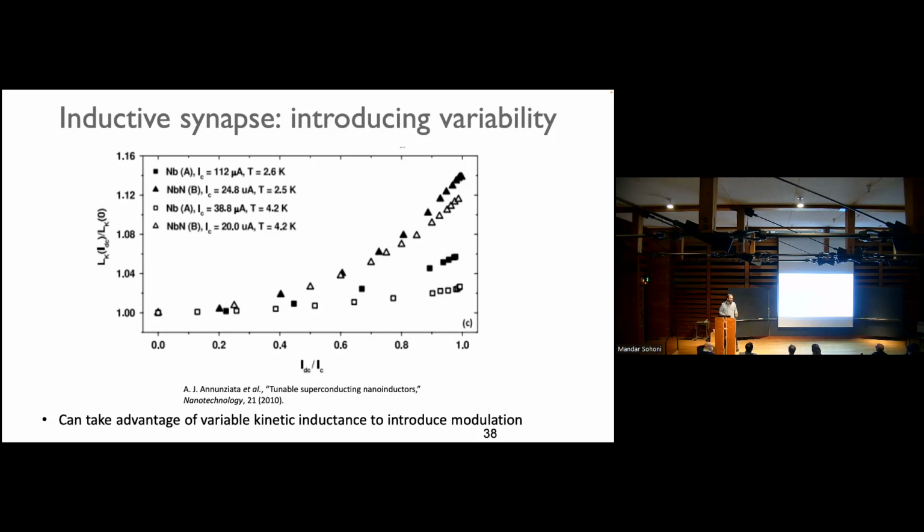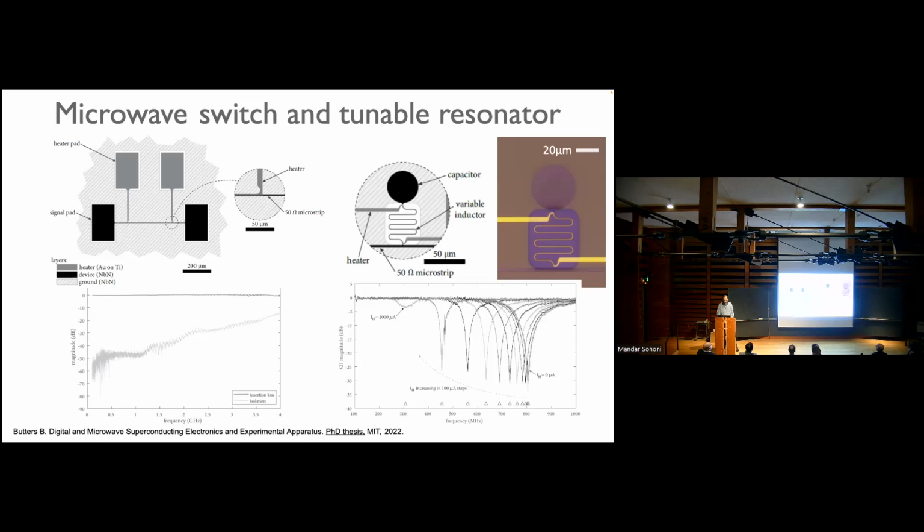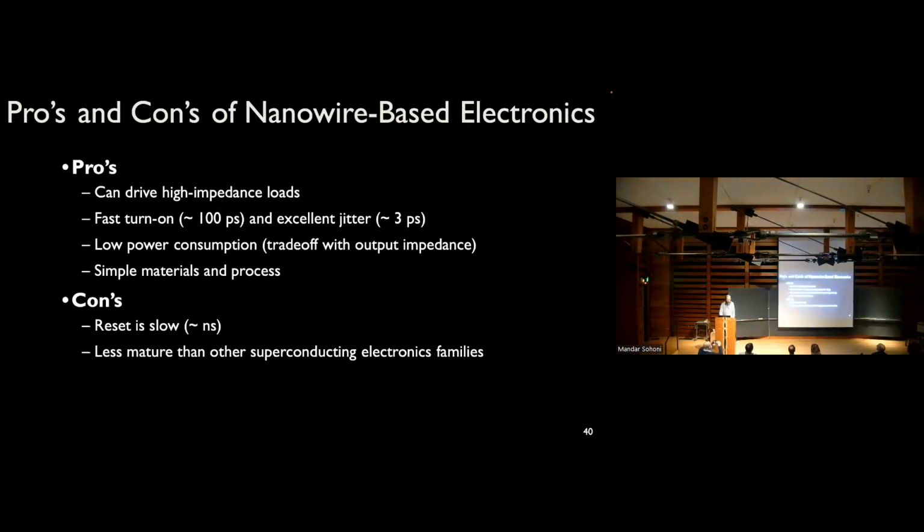All of our devices have that nonlinearity. We've used it, for instance, to make this microwave resonator. We can tune it over an octave with a few hundred microamps of current in the device. Pretty good Q factor on it. And so that's one example of a utility. Okay, so what are some of the advantages of this technology? You can drive high impedance loads, turn on relatively quickly.